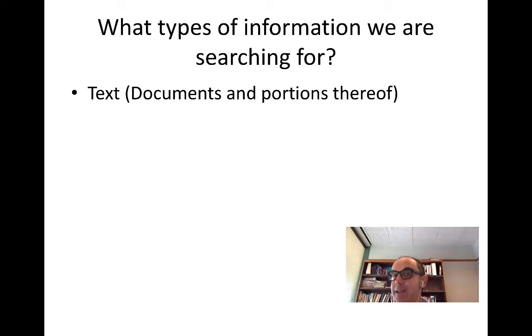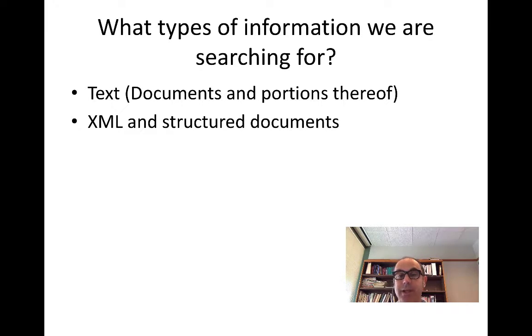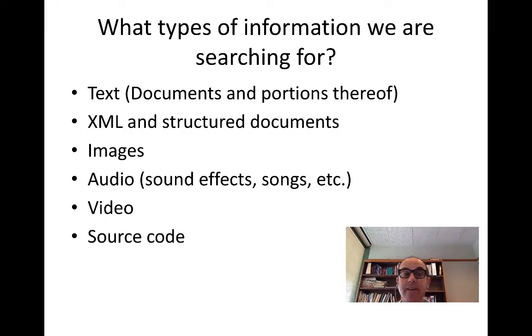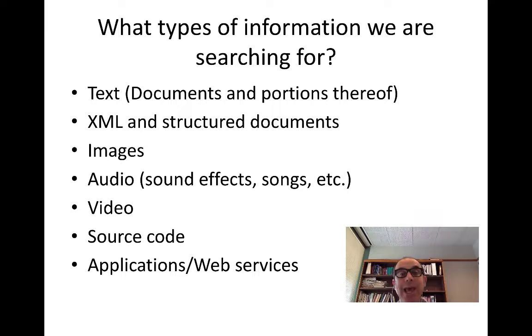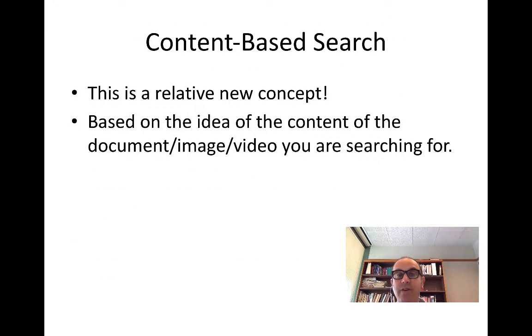So what type of information are we looking for when we are typing in Google, compared to what type of information we are typing when we are looking at the library catalog? Text documents are one of the things. Other things are XML or structural documents, images, of course audio, of course video, and source code and applications that will allow us to do that. All those things we are searching for on the web or on our phones or anywhere that uses technology in order for us to retrieve that.